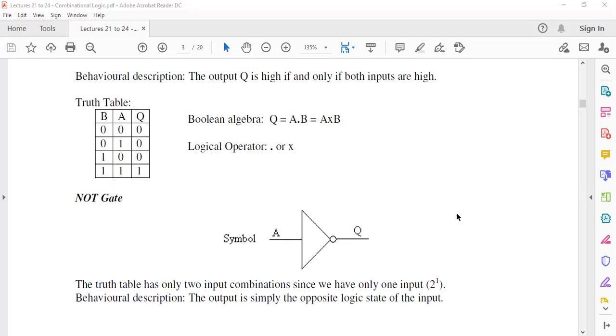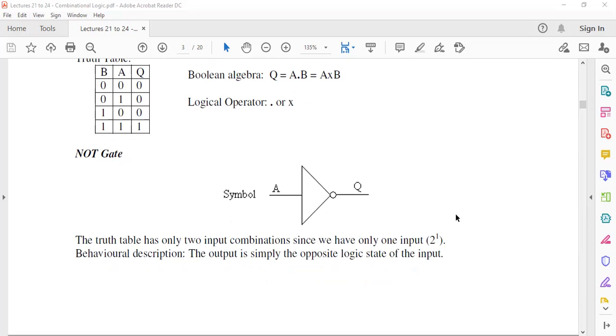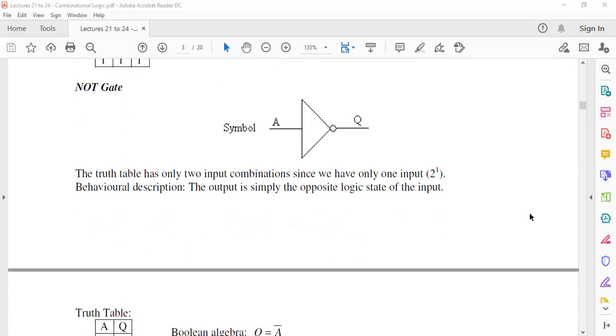Next, we look at the NOT gate. The NOT gate is a unary gate. In this case, you have only 1 input. So it's just an inversion. It's a very simple gate here. You're just inverting the state of A. So if A was low, Q will become high. If A was high, then Q will become low.